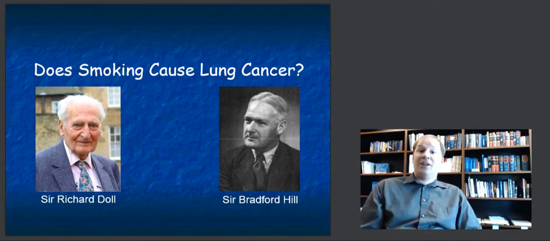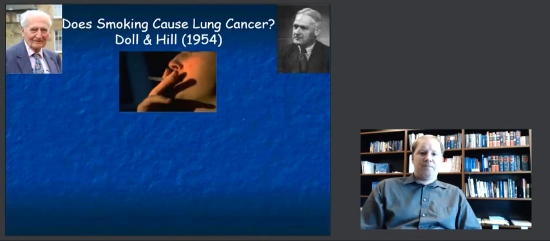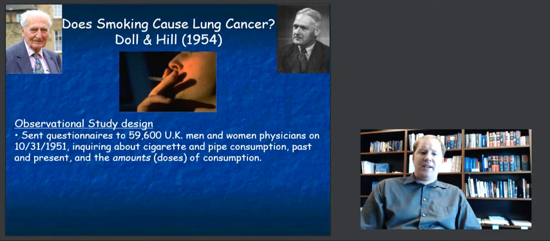And the Nazis had in fact rationed cigarettes in Nazi Germany as a result of concerns that it was causing lung cancer. But Doll and Hill were really the first to very publicly do their study. And in 1954, they did the following. They created an observational study design in which they sent questionnaires to about 60,000 British physicians, men and women, on October 31st, 1951, inquiring about their cigarette and pipe usage, past and present, and the amounts that people smoked.